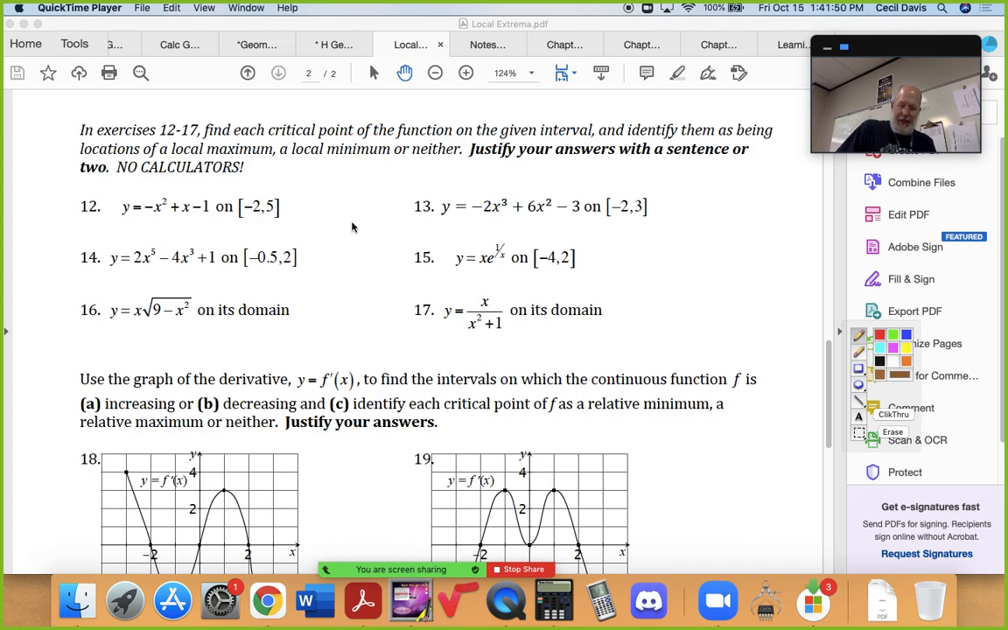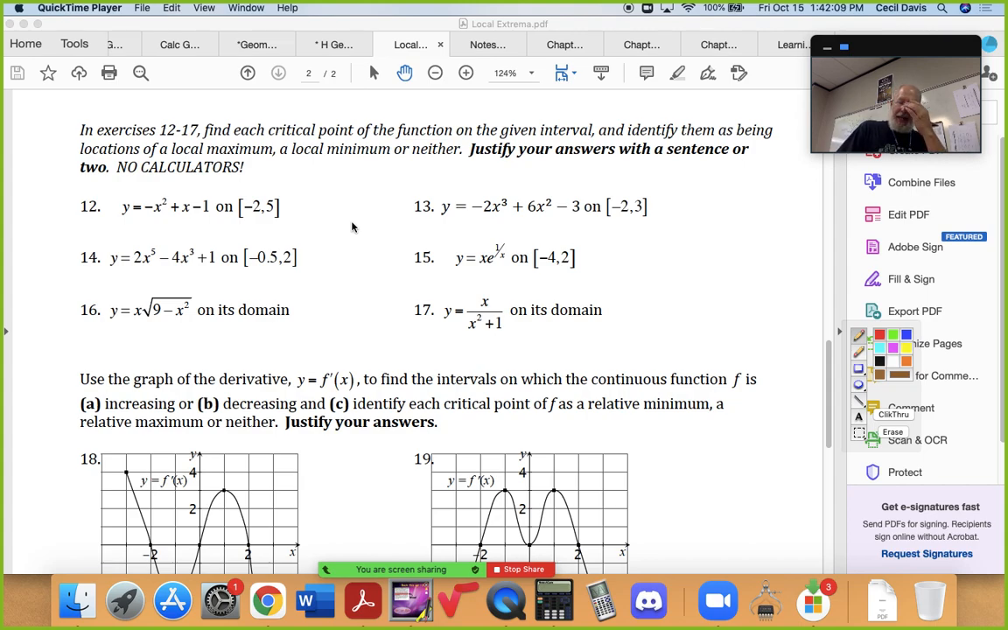Number 17, at x equals negative 1, there's a local minimum because y prime changes from negative to positive at x equals negative 1. And at x equals 1, there's a local maximum because y prime changes from positive to negative at x equals 1.